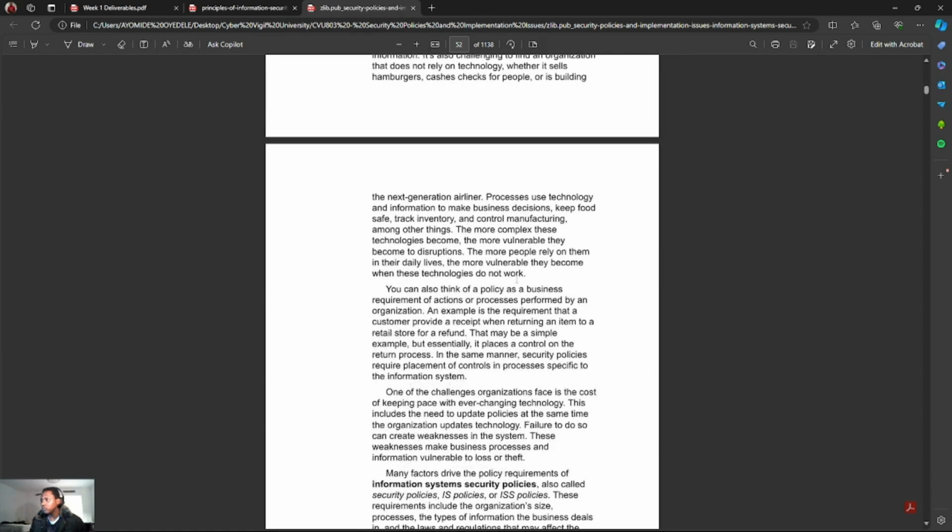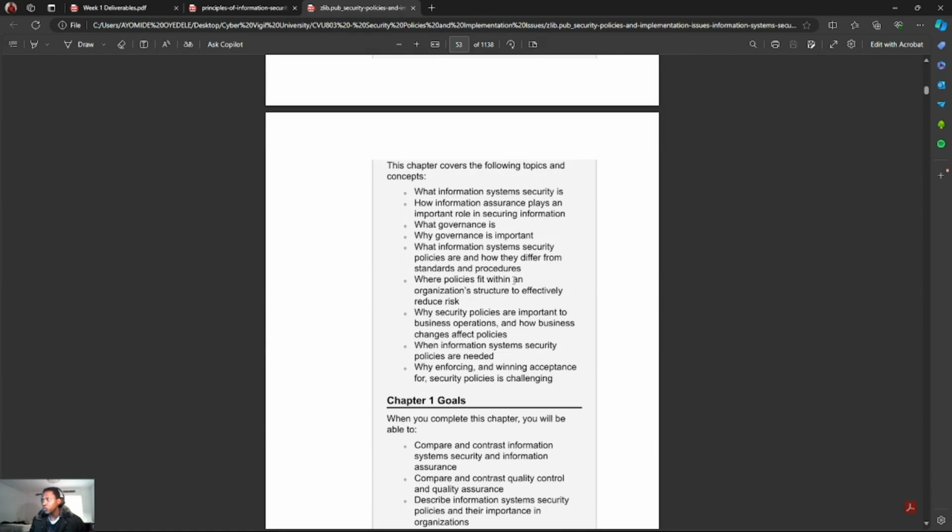Chapter 1 focuses on what information system security is. We also look at how information assurance plays a role, and okay, just a second while I share my screen.